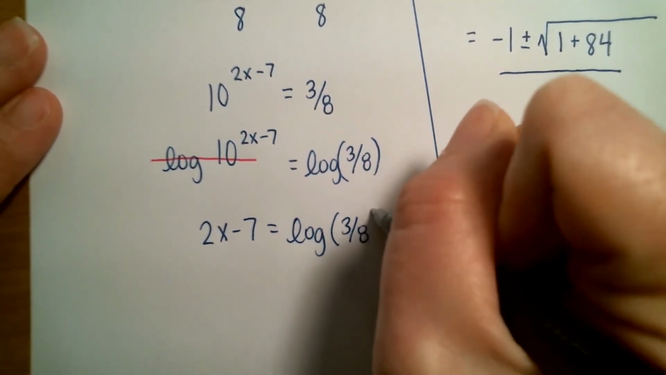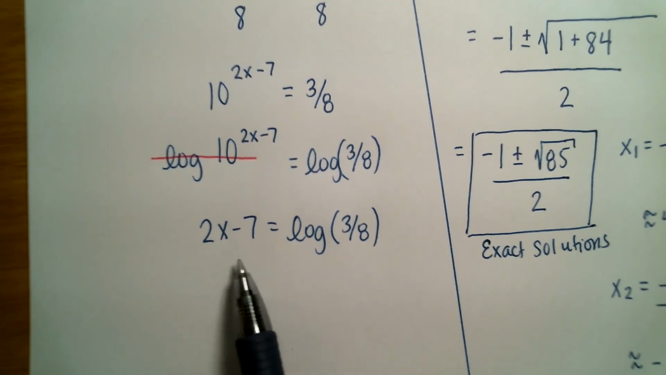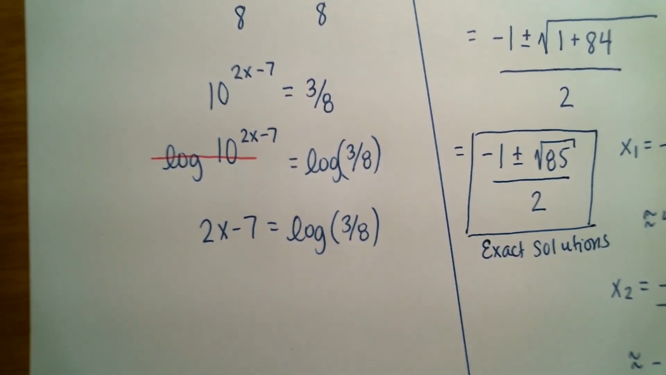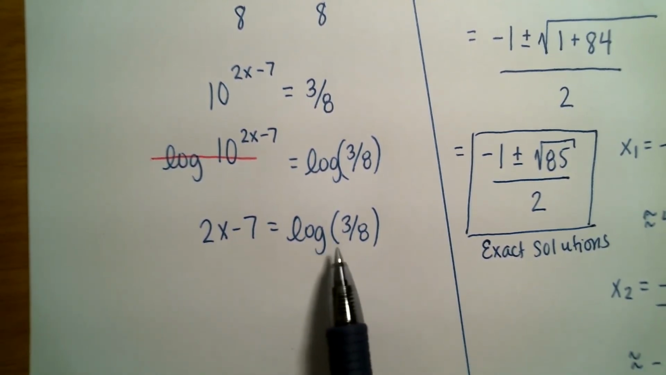You have to keep the log on the other side. There was nothing to cancel it out. The log of 3/8 is going to be some crazy decimal. Just leave it alone. Going forward, this is linear now. The highest power of x is 1, so you just need to isolate the x. Look at this quantity, the log of 3/8.